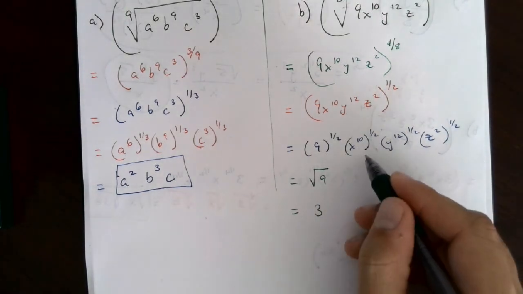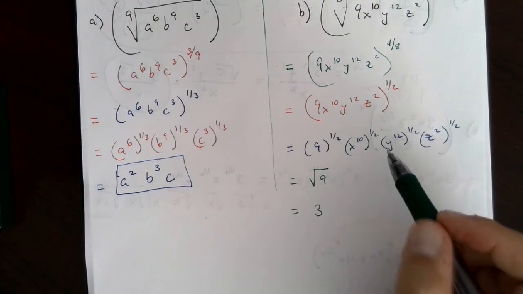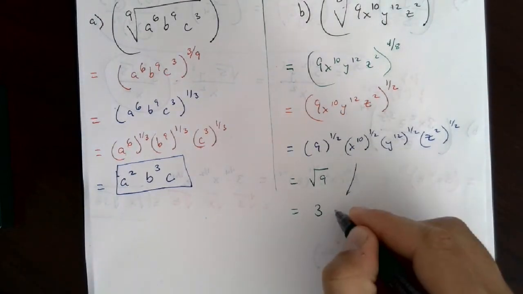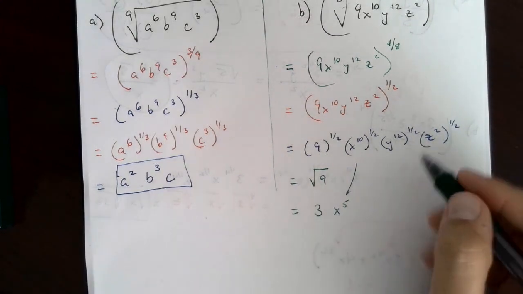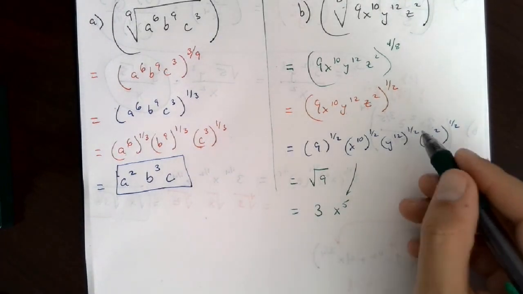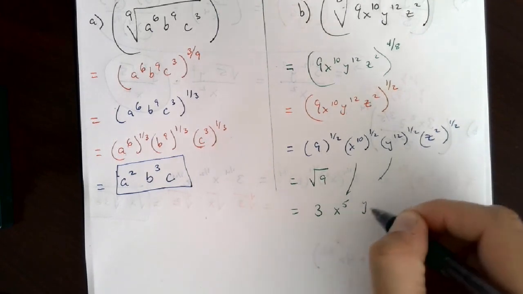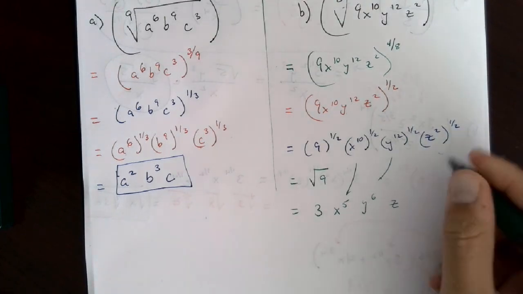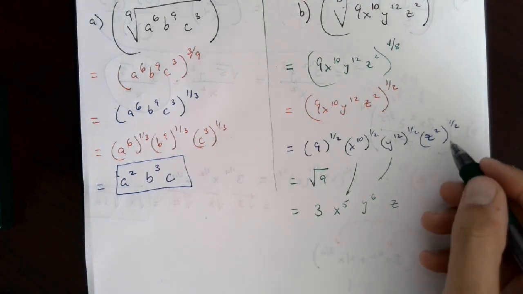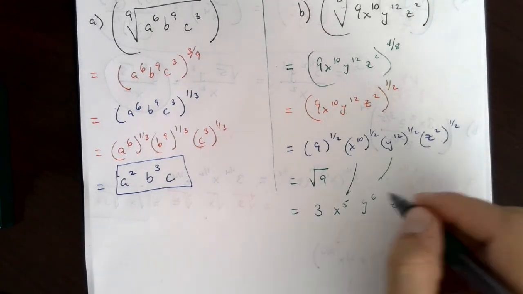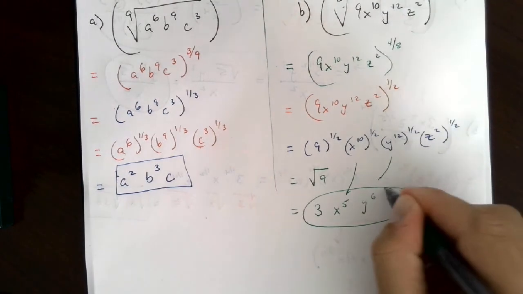X to the 10th to the 1/2, well, remember what you do, a power to power, you multiply these. So 10 times 1 is 10 divided by 2, which makes that x to the 5th. Right? Y to the 12 to the 1/2, remember power to power, you're multiplying. 12 times 1 is 12 divided by 2, that'll make that y to the 6th, right? And here we'll have z to the 2 times 1 divided by 2. 2 divided by 2 gives us just 1, so z. So we get 3x to the 5th, y to the 6th, z, and you leave it like that.